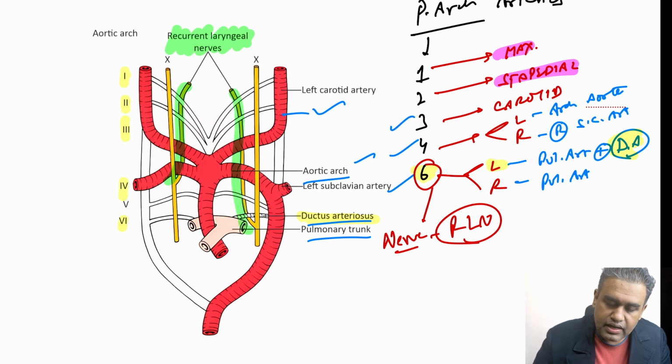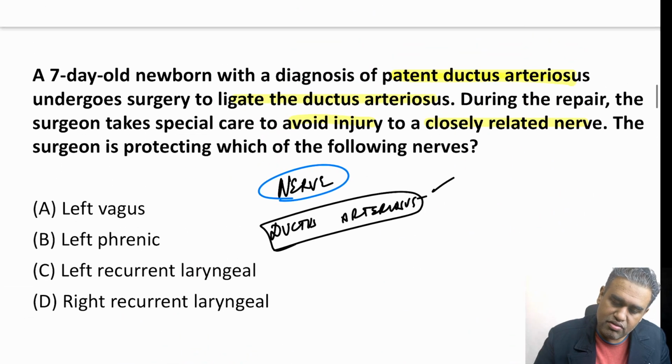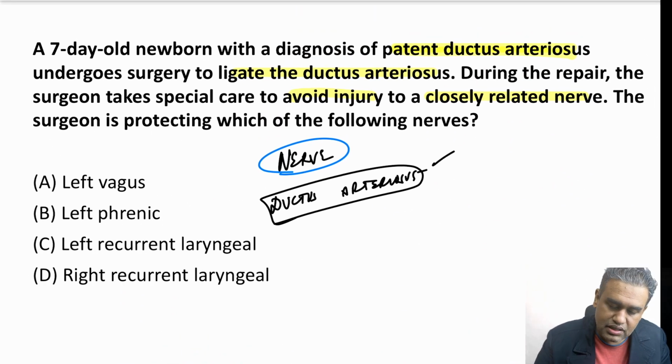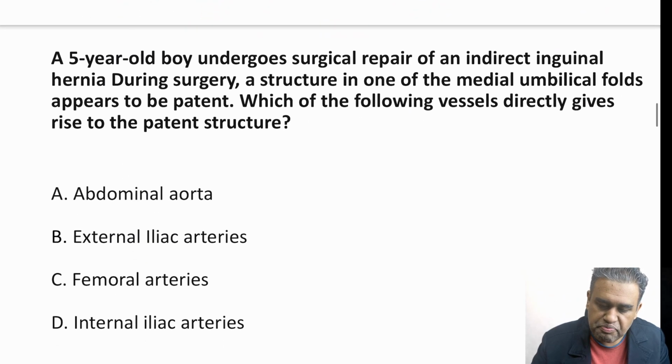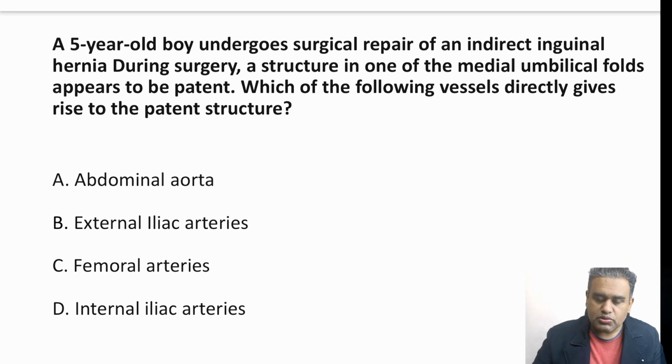And as the ductus arteriosus is coming on the left side, the left recurrent laryngeal nerve will be the answer. Remember this. It is a very good question. Came recently also in NEET PG. Good question. Topic is pharyngeal arches. Let's come to the next one. Just jump to the next one.